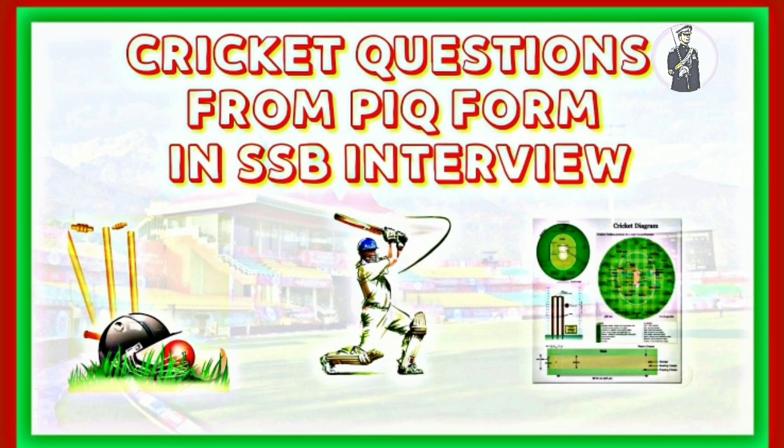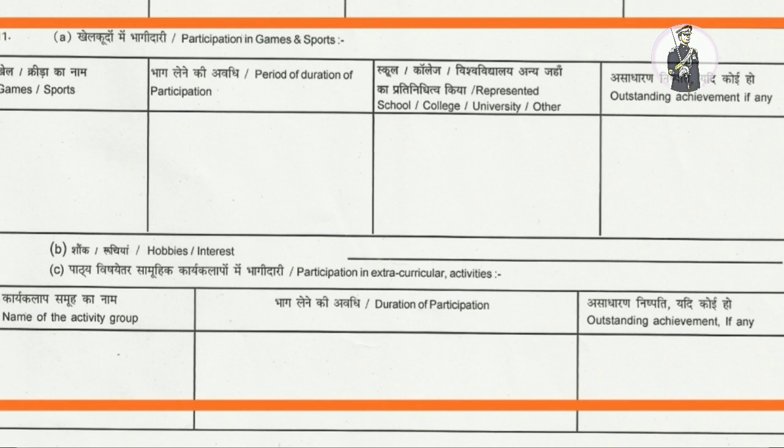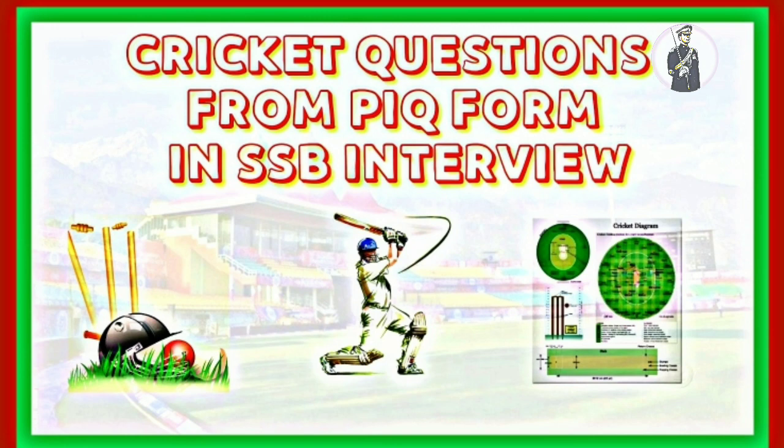So today's video is regarding the PIQ form, and in this video we are going to cover the sports column. As you all are aware, there are two pages in a PIQ form, and on the second page there is a column called sports, in which we have to mention the kind of sports which we have played in school or college. Today's video is regarding cricket. If you have mentioned cricket as a sport, in this video we are going to cover the questions related to cricket which can be asked, and the real SSB questions which were asked in past SSBs, from my experience as well as from my friends' experience.